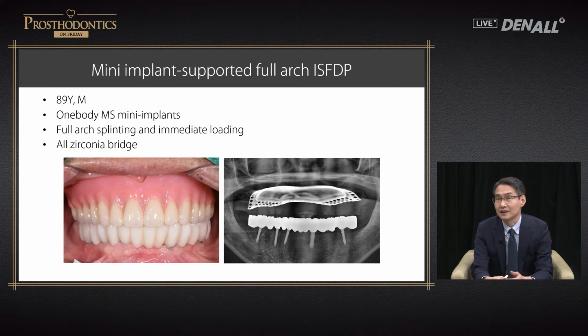One-body MS mini implants were used. This is used frequently in the lower anterior. This implant was used for immediate placement. Immediate loading was done, and zirconia restoration was provided in the bridge form. This design cannot be provided to the younger generation. However, considering this patient's age and conditions on the antagonist, I believe that this patient will be able to use this restoration without major issues.